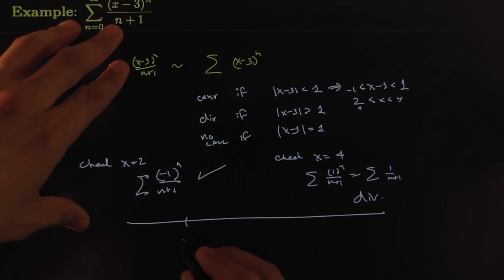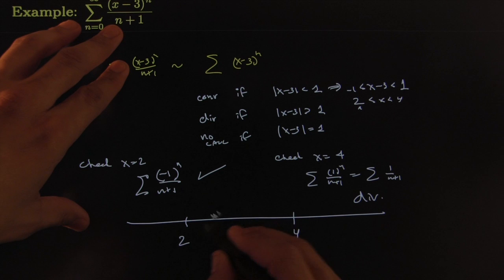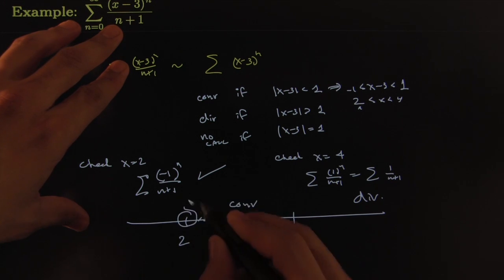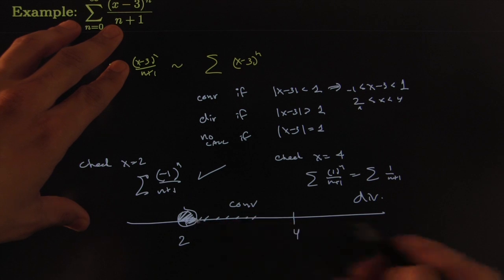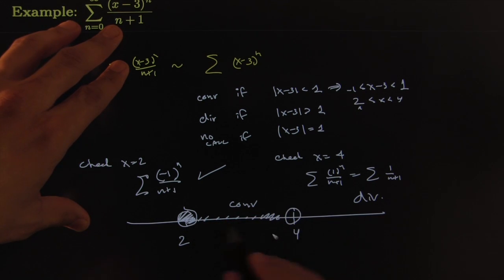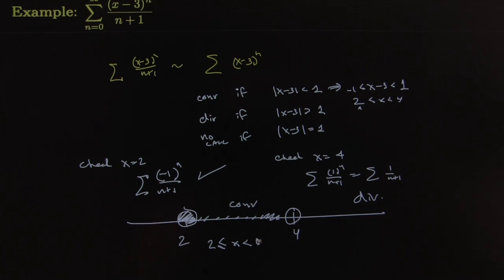We know from 2 to 4 we have convergence here. We know at 2 we also have convergence, and we know at 4 we do not, so you leave that blank. So the interval of convergence is all your x's between 2 and 4, including 2. Yippee-ki-yay, that was easy, right?